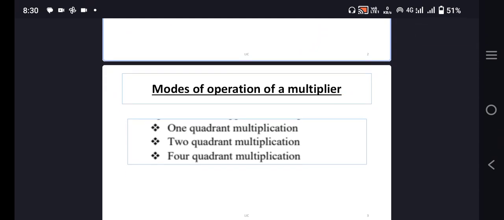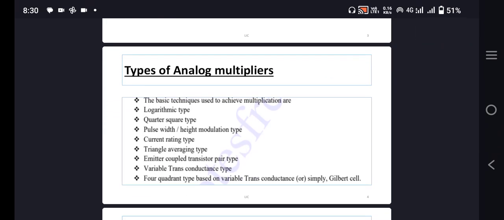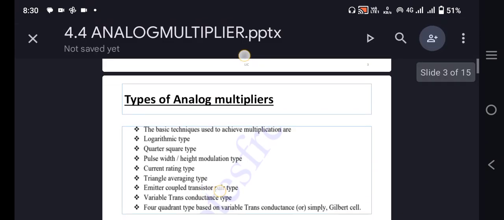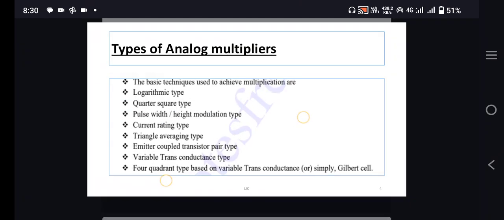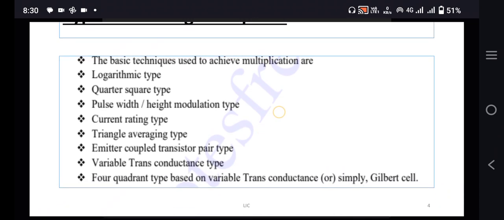Modes of operation of multiplier IC. It can be operated in 1 quadrant multiplication, 2 quadrant multiplication and 4 quadrant multiplication. Analog multipliers have many types. It can be a logarithmic type, quarter square type, pulse width or height modulation type, current ratio type, triangular averaging type, emitter coupled transistor pair type, variable transconductance type, 4 quadrant type based on variable transconductance, which is simply called the Gilbert cell.